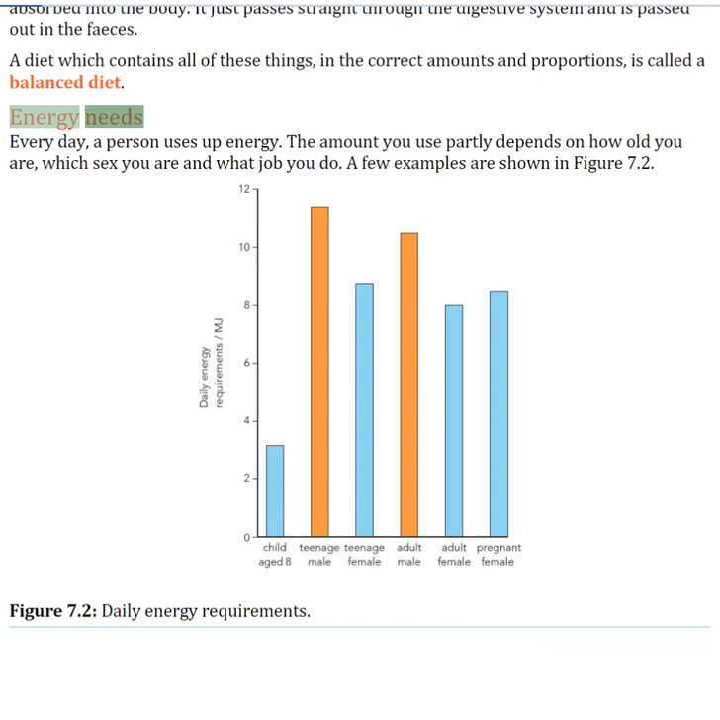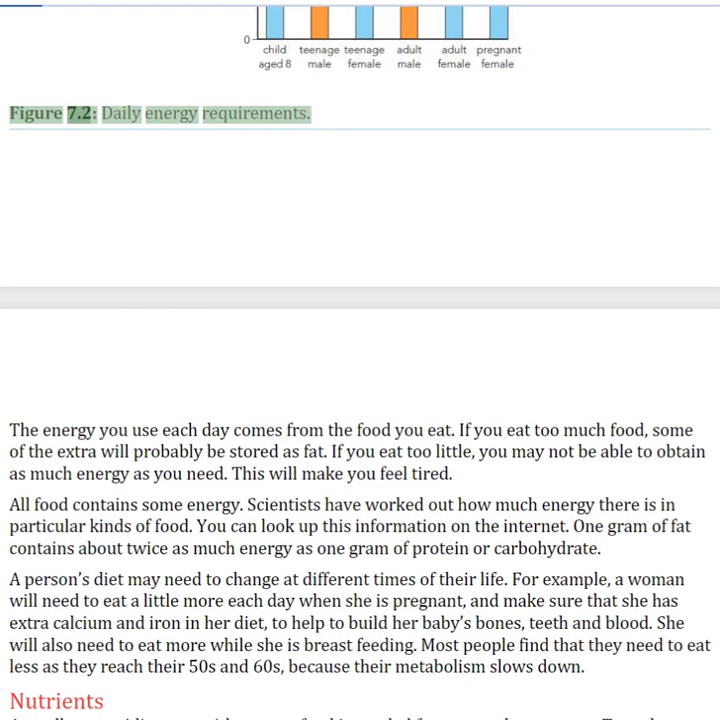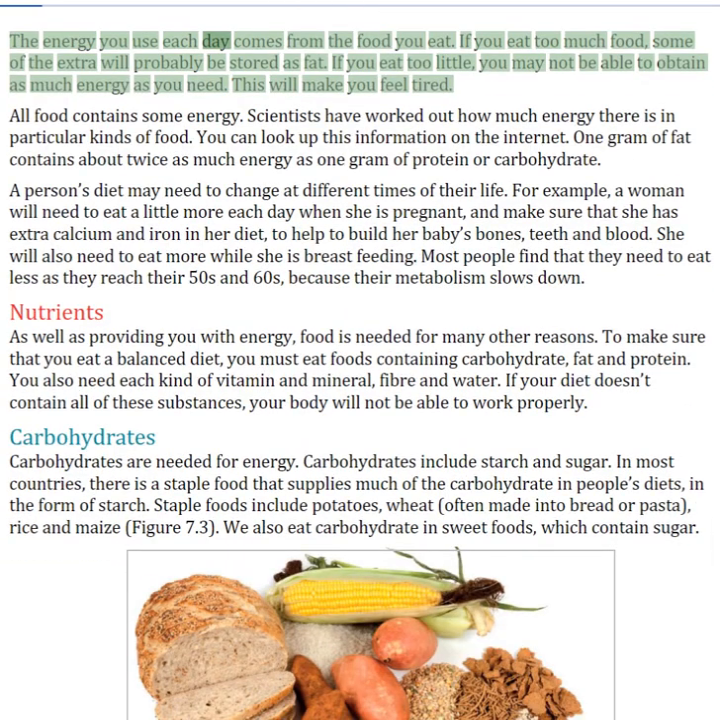Energy needs. Every day, a person uses up energy. The amount you use partly depends on how old you are, which sex you are, and what job you do. A few examples are shown in Figure 7.2. Figure 7.2, Daily Energy Requirements. The energy you use each day comes from the food you eat. If you eat too much food, some of the extra will probably be stored as fat. If you eat too little, you may not be able to obtain as much energy as you need. This will make you feel tired.